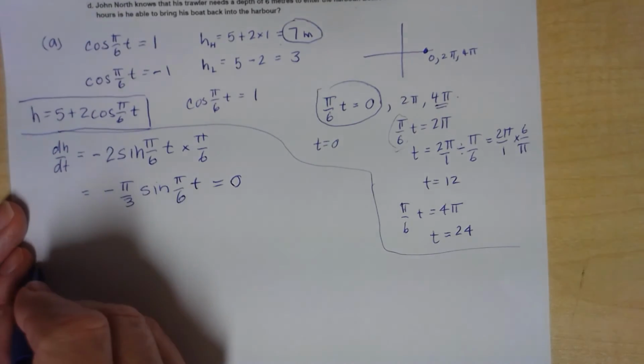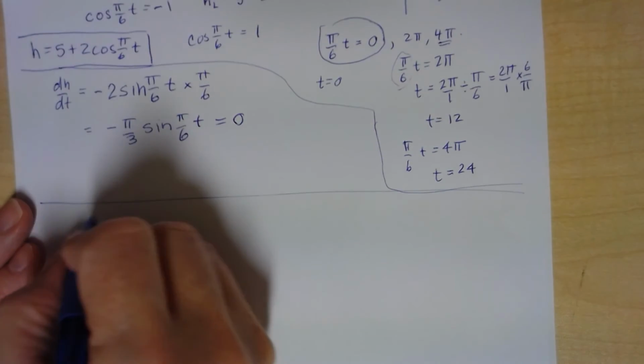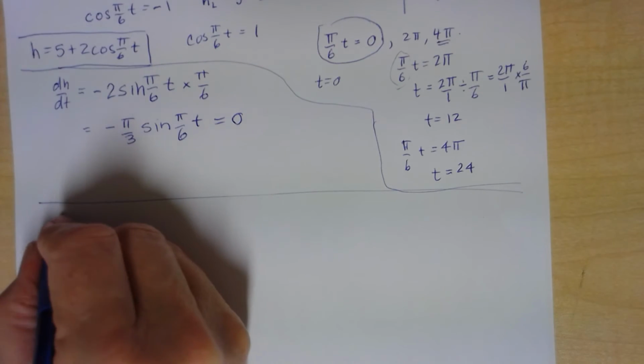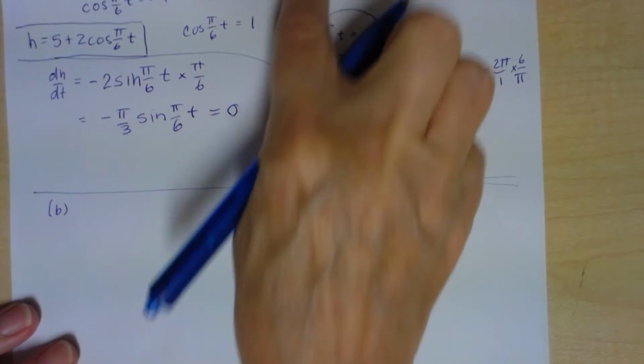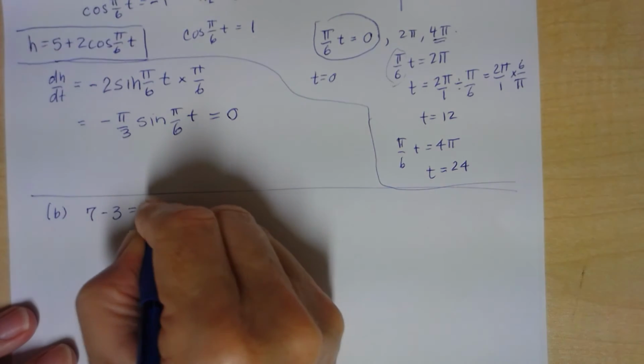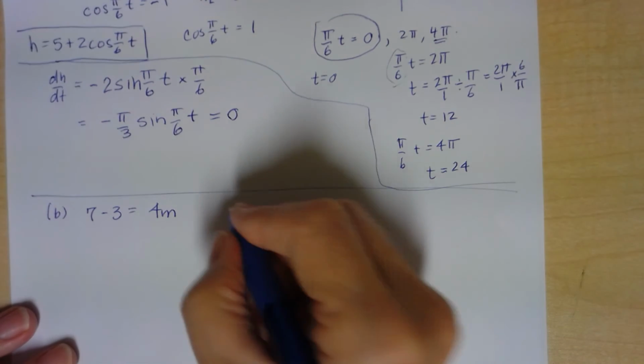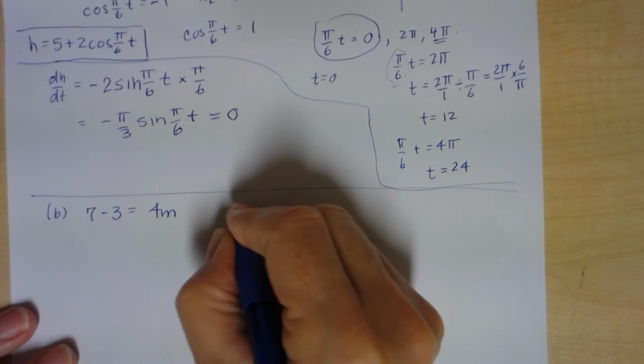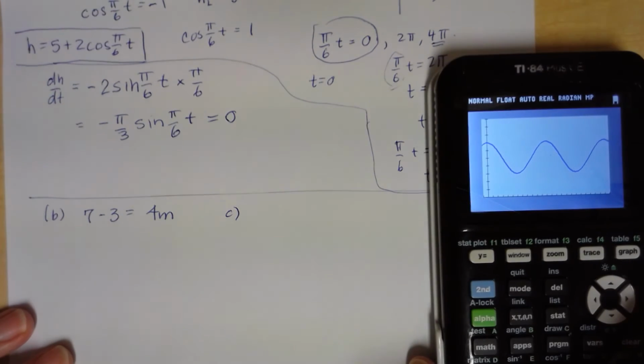Okay, let's look at B. B says, what is the difference in height between high and low tides? Well, that's very easy because I already figured them out on top. High tide was 7, low tide was 3, so 4 meters is the difference. And part C says sketch the graph, and I can do that straight from the calculator.